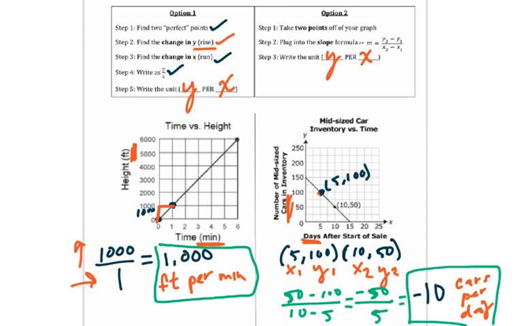Very easy. So go ahead and try the back. You can either use the method where you're counting the rise, how many it increased, over the run, or you could use the method where we take 2 points off of our graph, plug it into the slope formula, and then we get our rate of change. Either way is fine by me. Go ahead and try the back of this page.